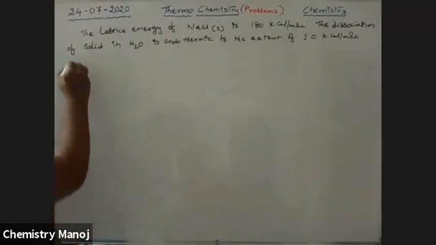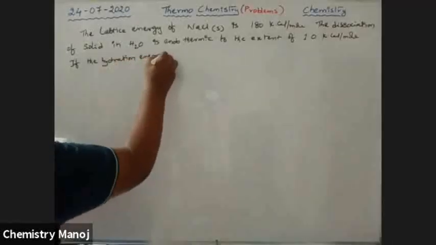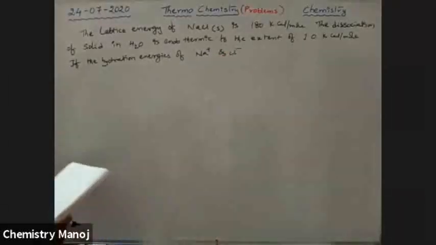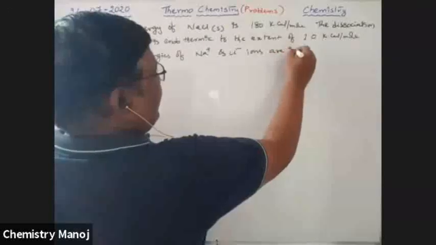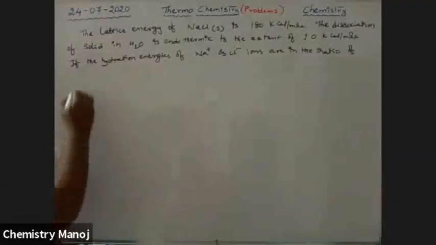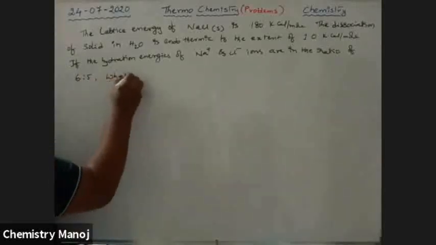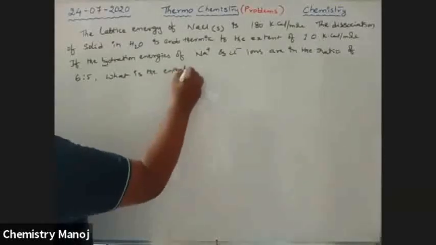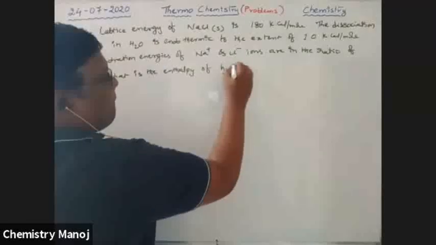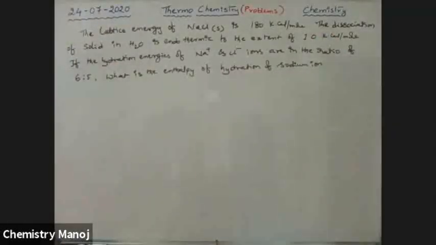If the hydration enthalpy of Na plus and Cl minus ions is in the ratio of 6:5, what is the enthalpy of hydration of sodium ion?